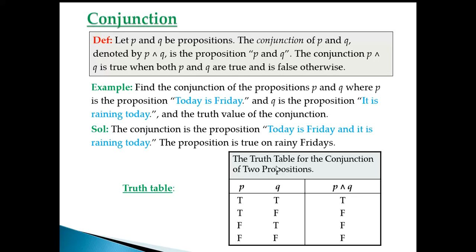So this will be the truth table of the conjunction. Clear? So now you have to remember this truth table. Next, we come to the next connective, the disjunction.